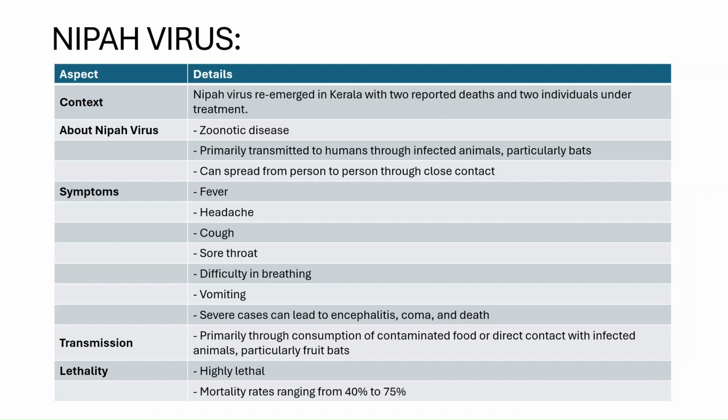Next topic is about the re-emergence of Nipah virus in Kerala. Firstly, what is Nipah? Well, it's a zoonotic disease, meaning it's primarily transmitted from animals to humans. Bats in particular are known as the carriers, and contamination of food can be a source of human infection as well. Additionally, the virus can spread from person to person through close contact, and this emphasizes the importance of food safety measures and avoiding contact with potentially infected animals.